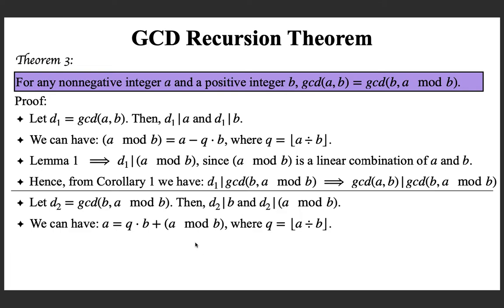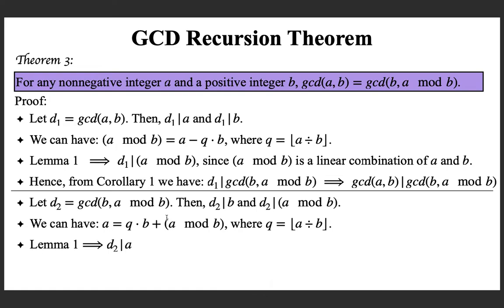Now from the division theorem, for any A and B, we can write A as B multiplied by the quotient of dividing A by B plus the remainder of dividing A by B. This is the division theorem. Exactly this is what we are using here.